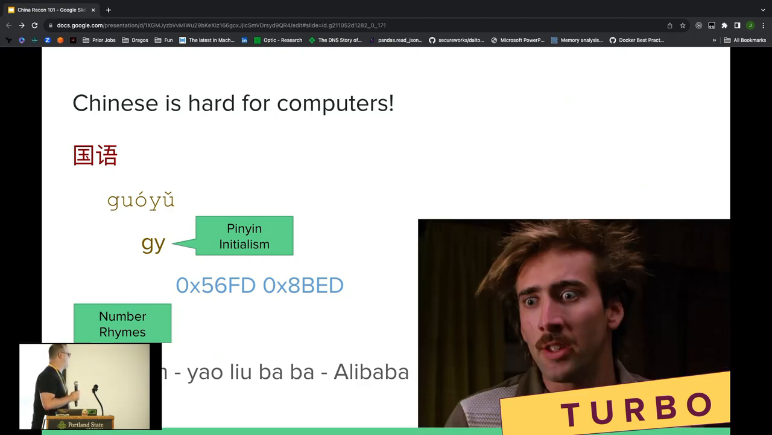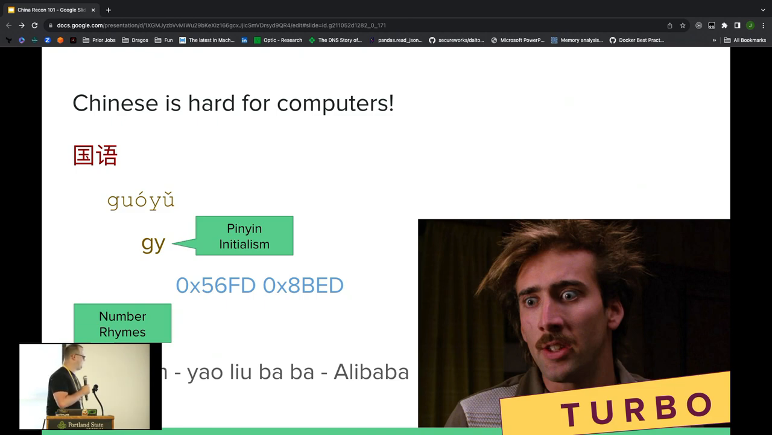A major thing that we're going to actually deal with practically is that Chinese is hard for computers. There's multiple encodings. Unicode is kind of a new wave. It kind of makes the rest of the encodings look easy. Some habits from the old days persist.